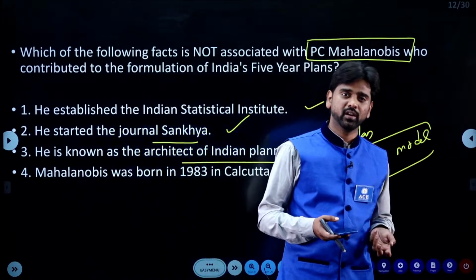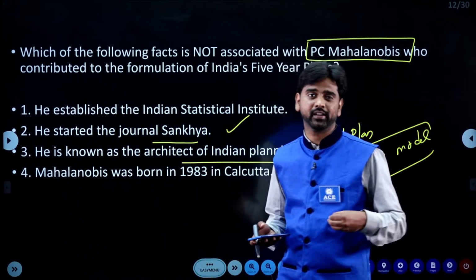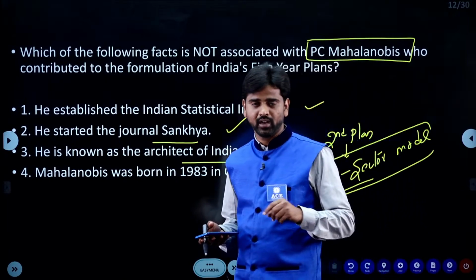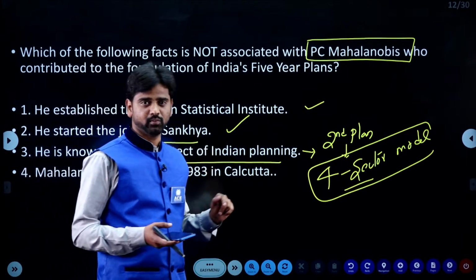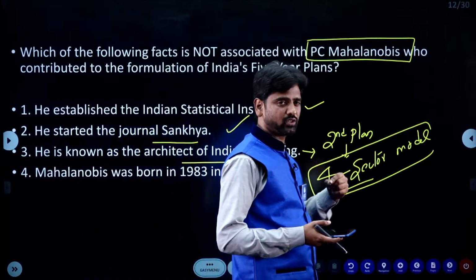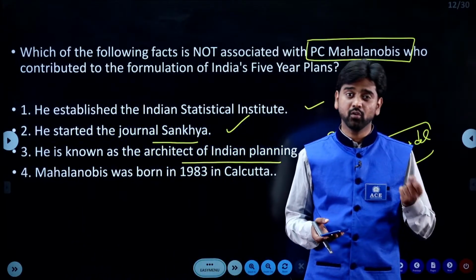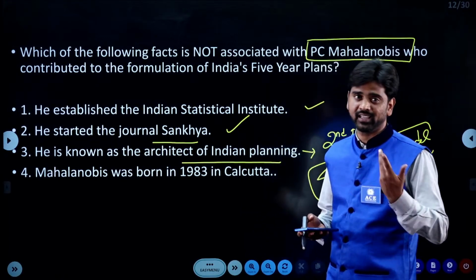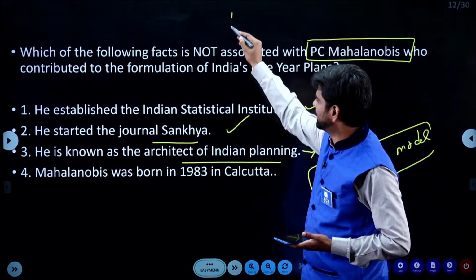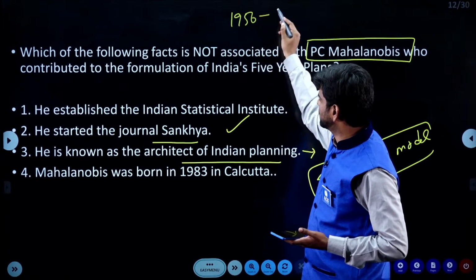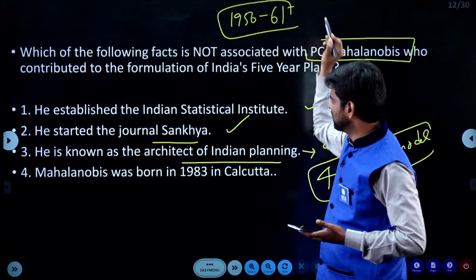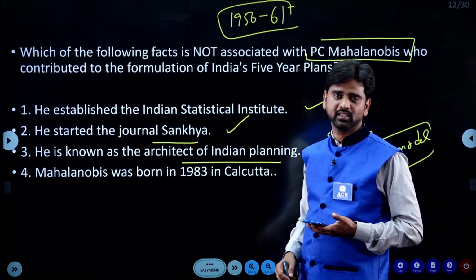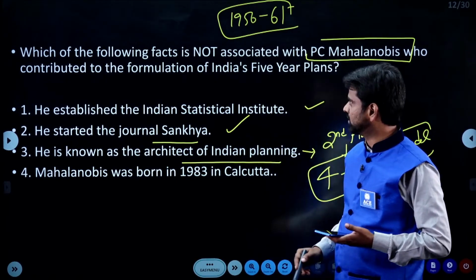Even Mokshagundam Visvesvaraya has been called the architect of Indian planning for the first plan, and he is the architect of Indian planning for the second plan. You might eliminate this question, guys. How can you eliminate it? I said the second plan. The time duration of the second plan is from which year? 1956 to 1961, right? So he submitted his theories during 1956 to 1961.